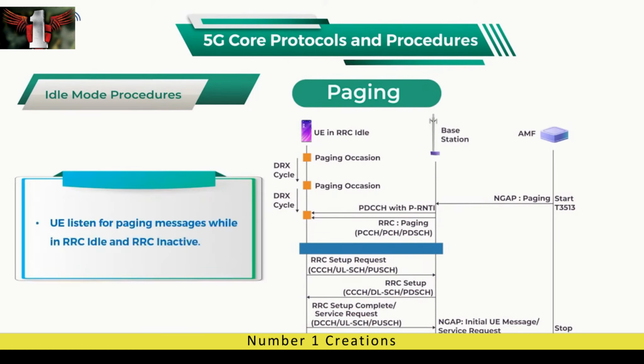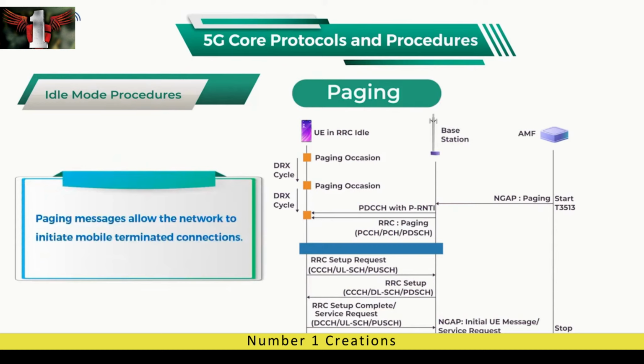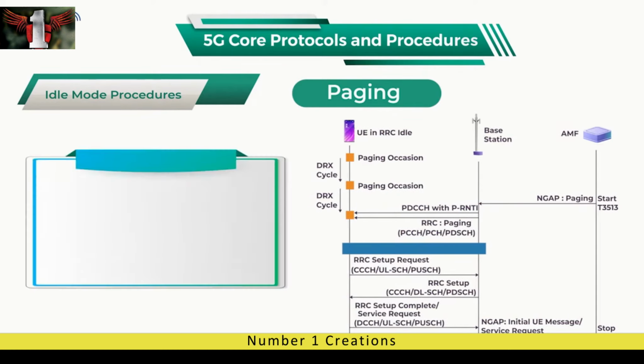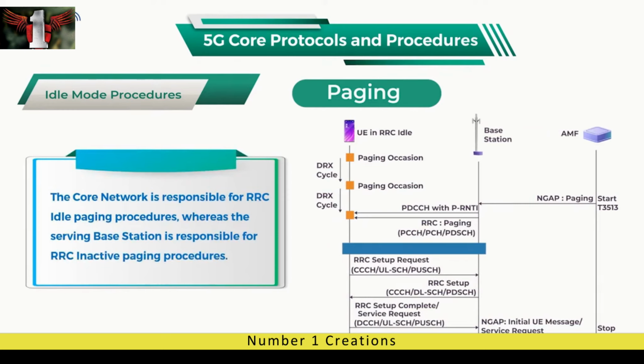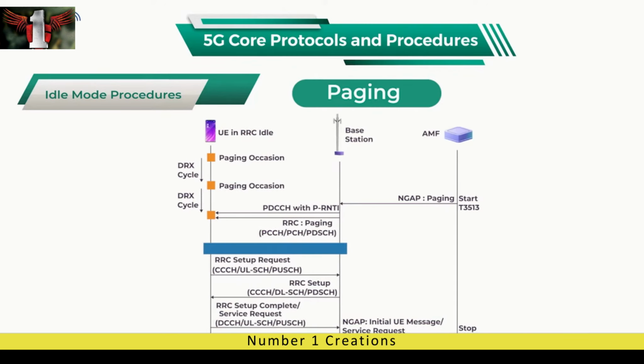UE listen for paging messages while in RRC idle and RRC inactive. Paging messages allow the network to initiate mobile terminated connections. The core network is responsible for RRC idle paging procedures, whereas the serving base station is responsible for RRC inactive paging procedures. The additional category for paging is applicable to UE in RRC connected, RRC idle, and RRC inactive.